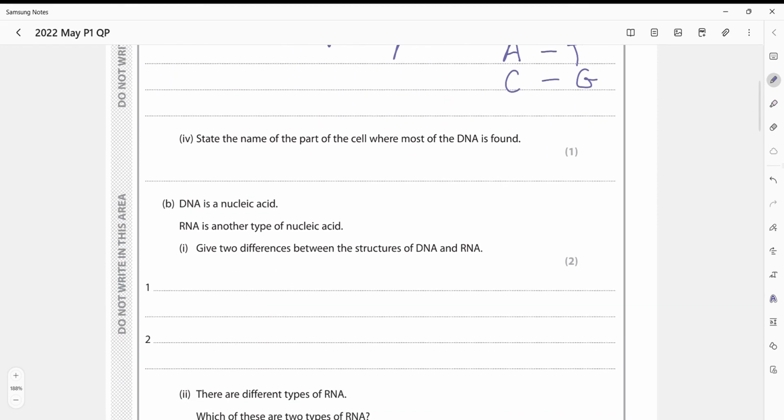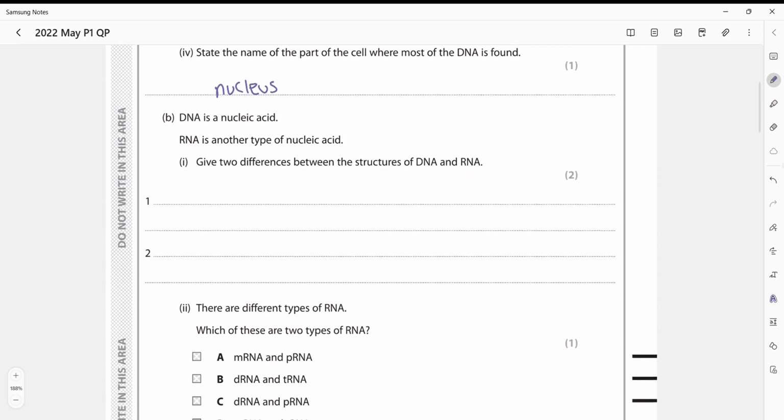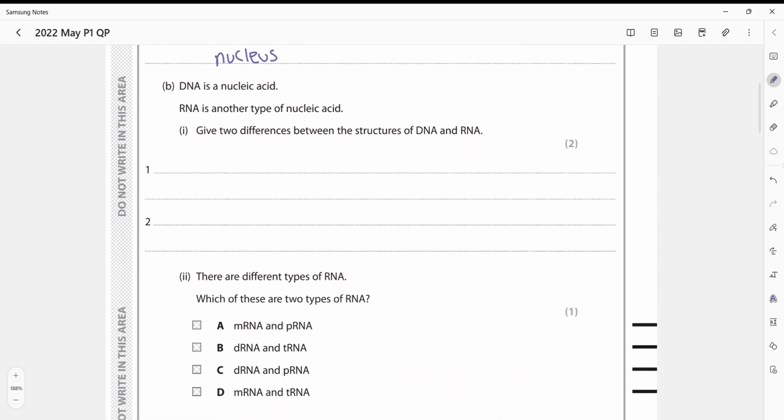All right. State the name of the part of the cell where most of the DNA is found. That would be the nucleus. All right, next part. DNA is a nucleic acid. RNA is another type of nucleic acid. Give 2 differences between the structures of DNA and RNA. Okay, so asking for the different structures.